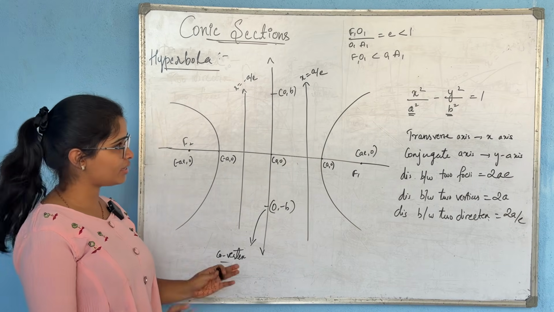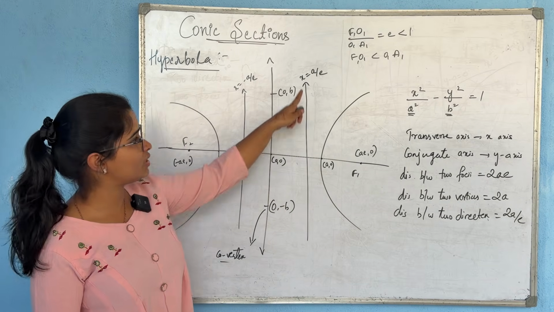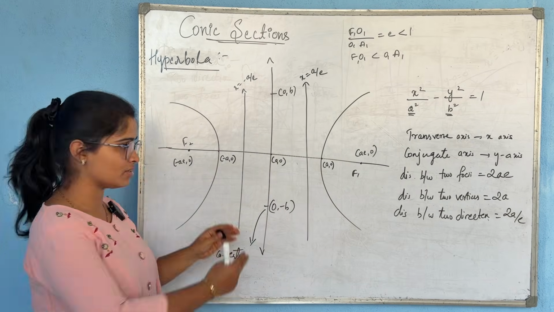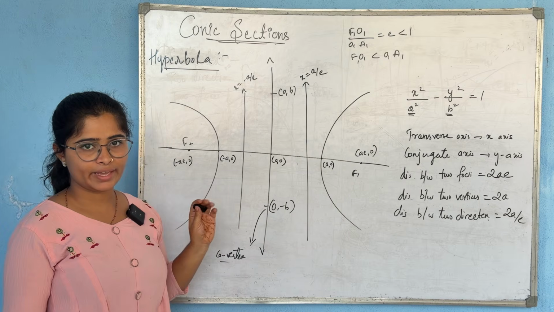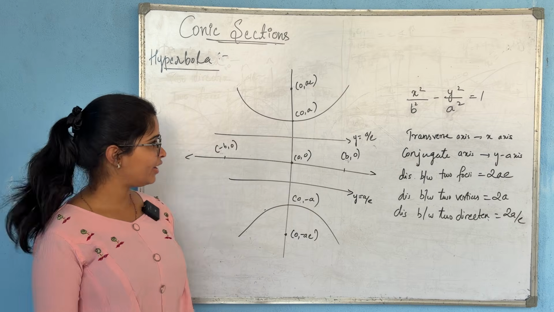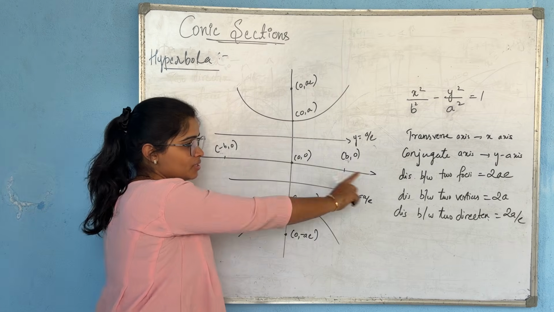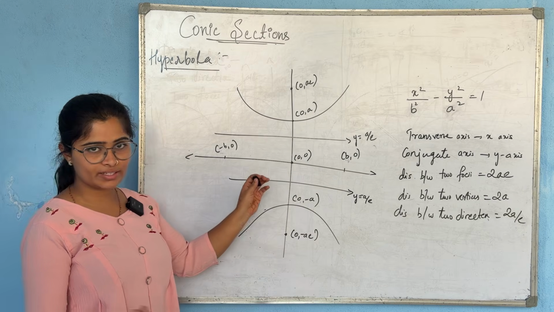co-vertex, and the same follows for another hyperbola in which it will be opening towards the y axis. The opening is in the y axis. Here the opening is towards the x axis. We will see that. This is another case of hyperbola where the transverse axis now will be your y axis and the conjugate axis will be your x axis. Clear? That is the only difference.